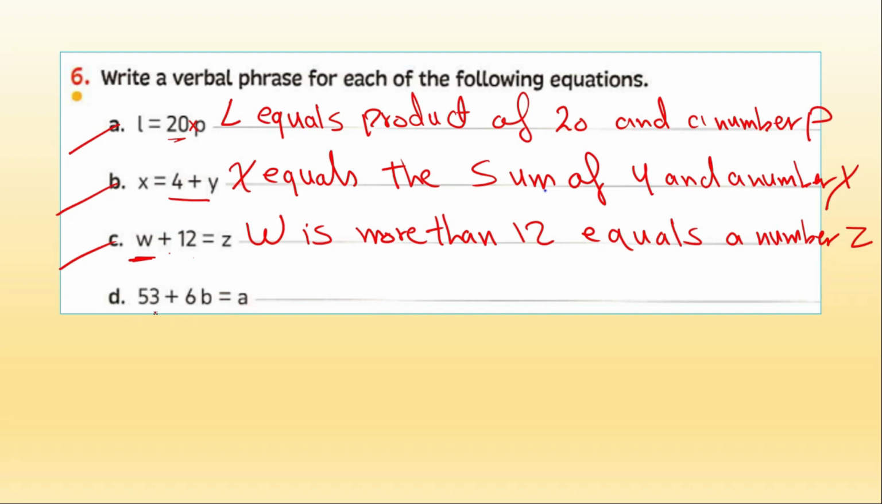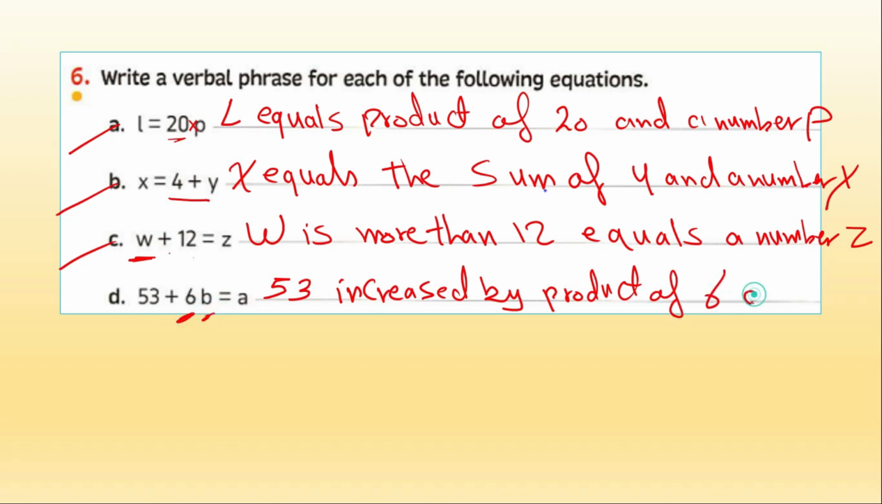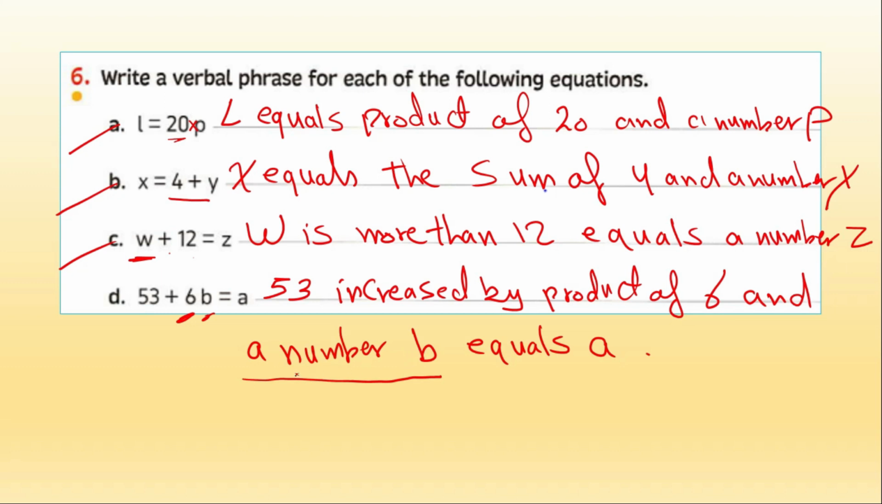ممكن المرة دي نقول 53 increased by product of 6 and B equals A. Step by step 53 increased by product of 6 and a number B equals A. اوكي طب احنا ليه بنقول a number B؟ ليه مش بنقول B على طول مثلا هنا؟ لو قلت B على طول مش مشكلة، تبقى صح برضو، بس a number B refers to that variable we have to know. يعني هو already احنا مش عارفينه لسه عايزين نعرفه. a number B. Okay, so B refers to, or a number B refers to unknown or missing number.